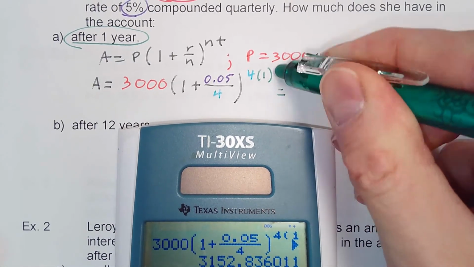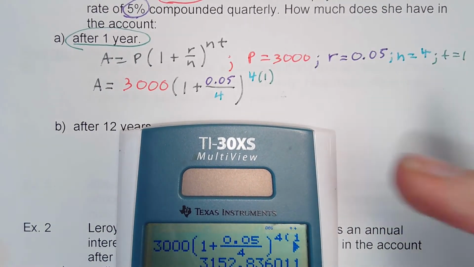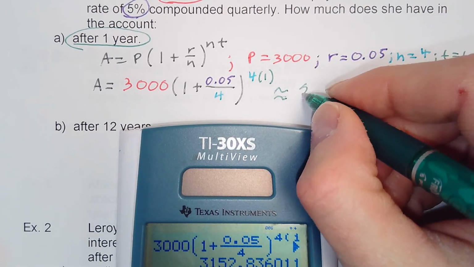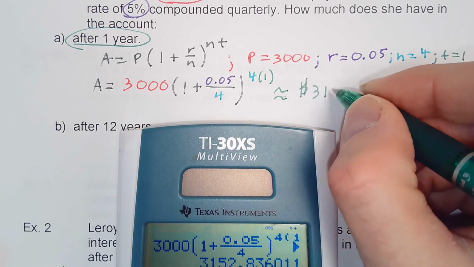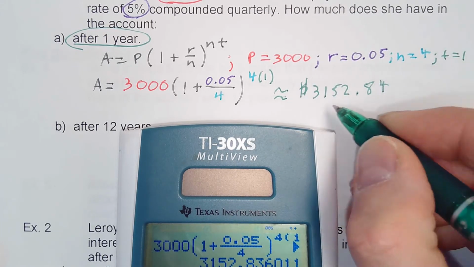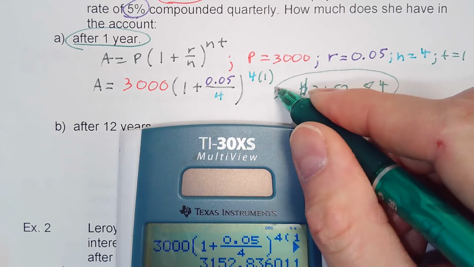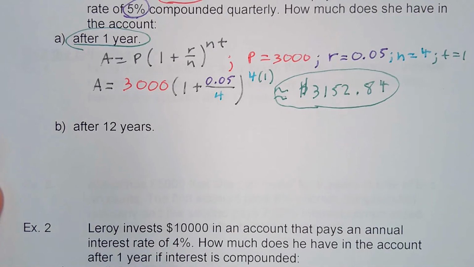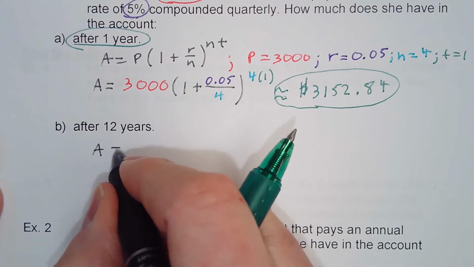And then we're just going to round that off to the nearest cent. So it'd be $3,152.84. Now for part B, we're doing exactly the same thing. The only difference is t is changed to 12.